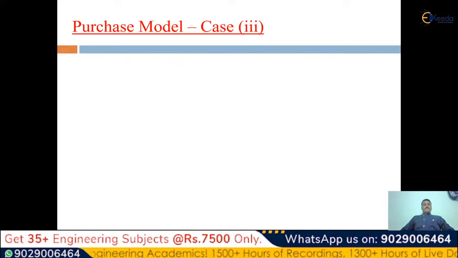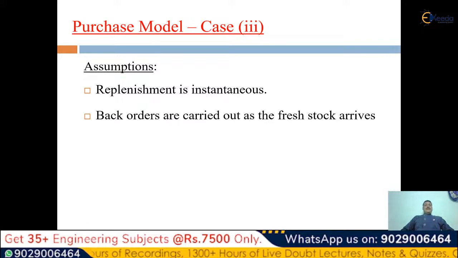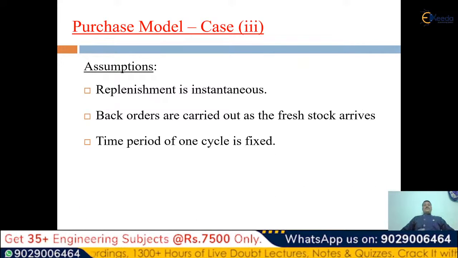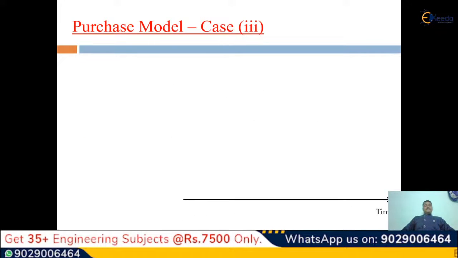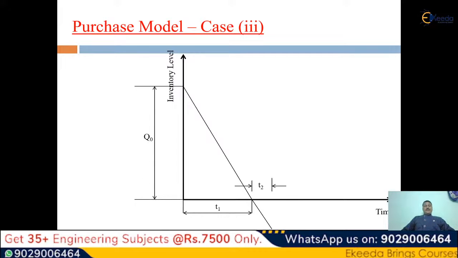Next is case 3, the third case. Again, we have some assumptions to start off, which state that the replenishment is instantaneous, the back orders are carried out as the fresh stock arrives, and the time period of one cycle is fixed, so we have one fixed time period for a particular cycle. Based upon that, we'll plot the graph between time and quantity to find the inventory level.